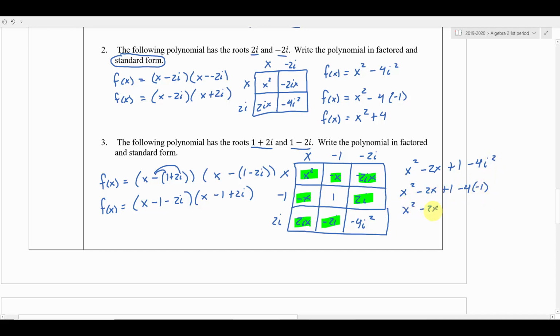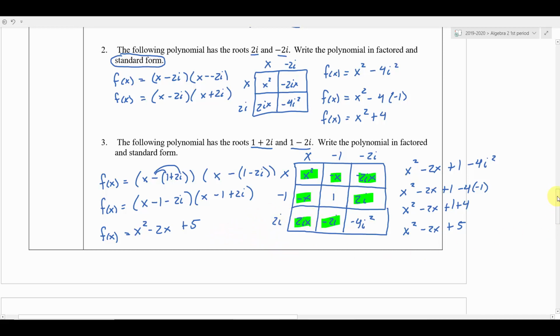So x squared minus 2x plus 1. This will turn into a plus 4. And then 1 plus 4 turns into a 5. So this is really just x squared minus 2x plus 5. And there's my polynomial. My polynomial in its standard form is x squared minus 2x plus 5. That was a tricky one. If we see roots like that, you're going to have some complications here. It does get a little bit more difficult.